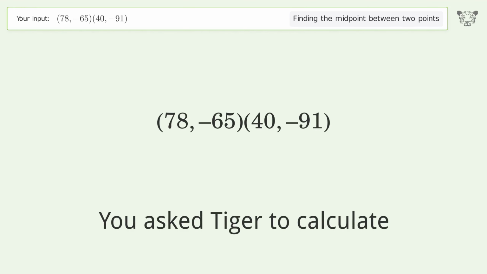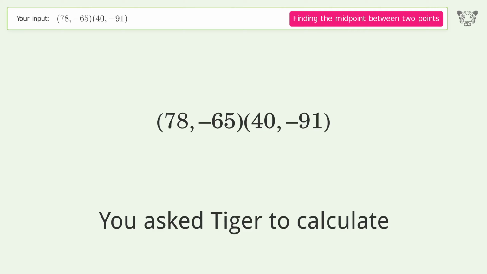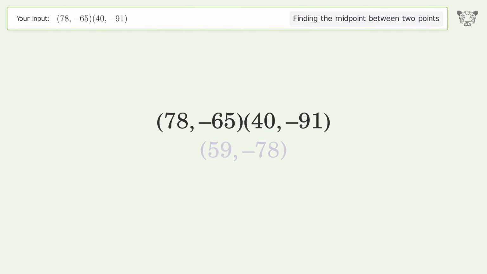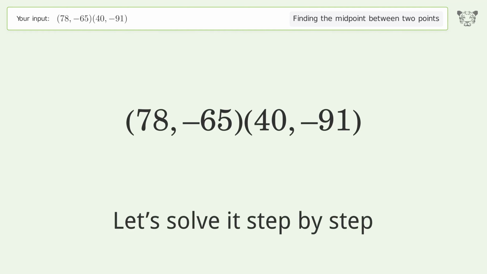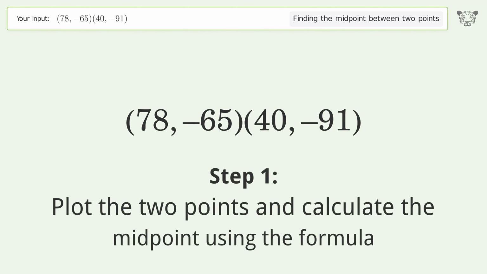You ask Tiger to calculate. This deals with finding the midpoint between 2 points. The midpoint between the 2 points is 59, -78. Let's solve it step by step. Plot the 2 points and calculate the midpoint using the formula.